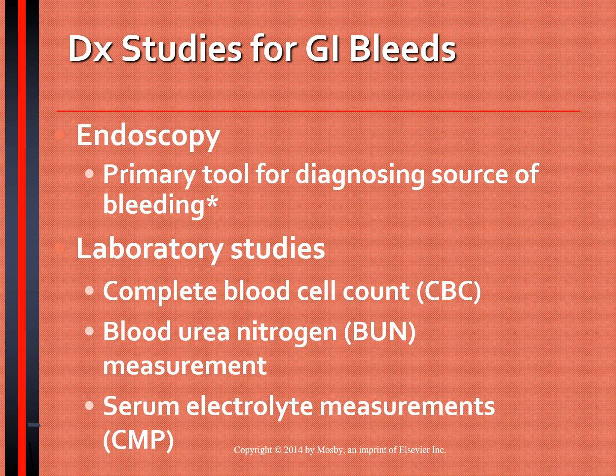BUN, which is elevated during significant hemorrhage because blood proteins are broken down by the GI tract, and so the kidneys are going to try to process them. So you might see a change in the BUN. And you're also going to check CMP for electrolytes and different issues as well.